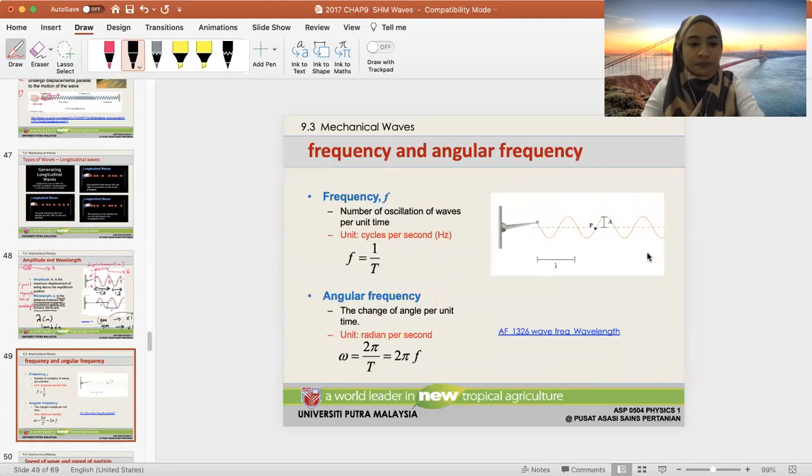Okay, sama. Okay, so frequency, we've seen this equation before, f equals 1 over T, and omega equals 2 pi over T, equals 2 pi f. Naik muak dah dengar kan? Kalau tak ingat, tak tahulah, kena pakai sampai habis chapter ni.